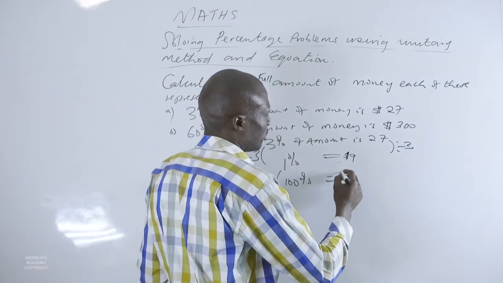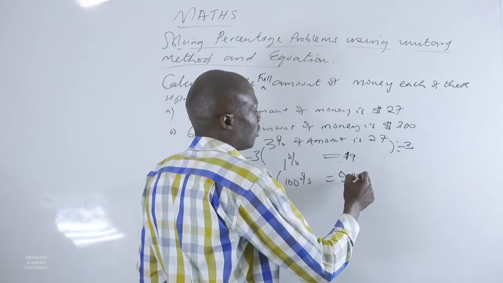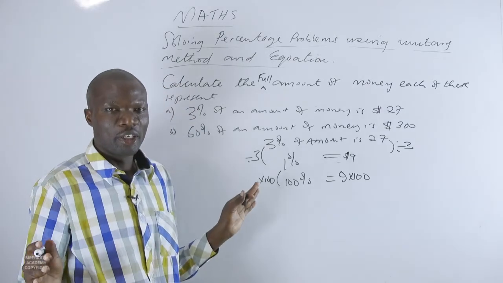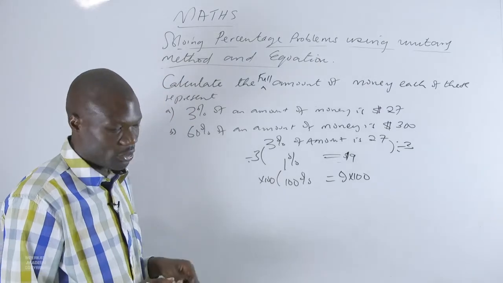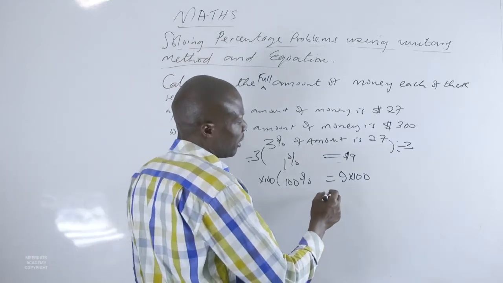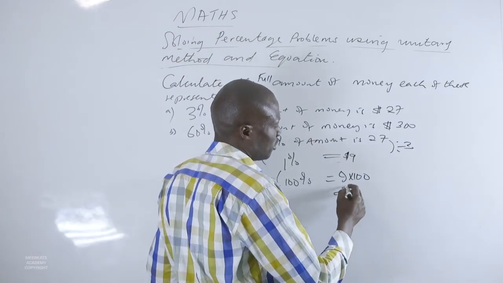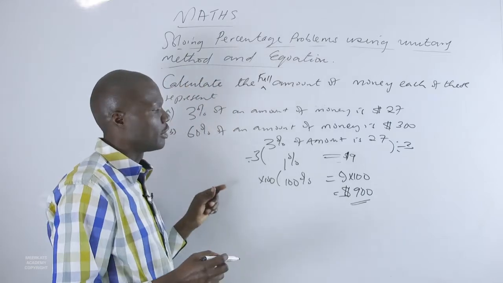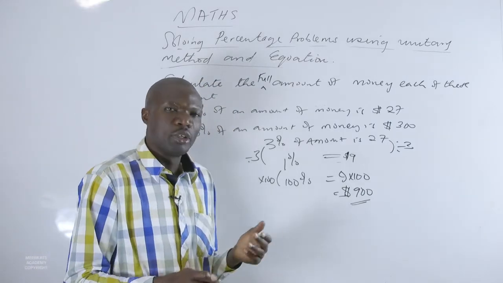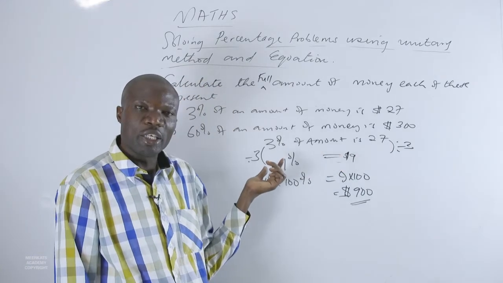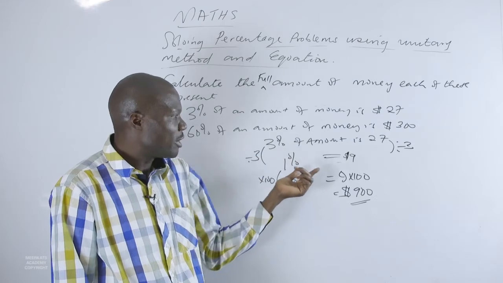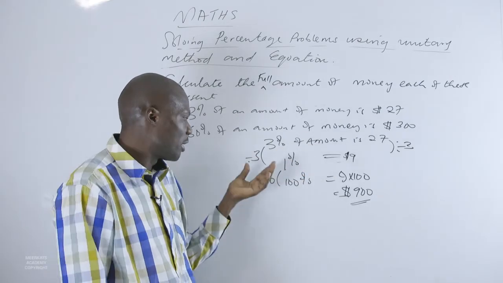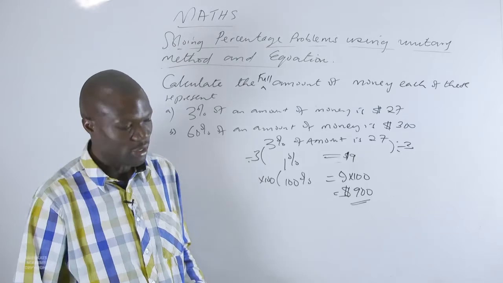How about 100%? It will be equivalent to 9 multiplied by 100. And this will give us that 100% is equal to $900. So it was 27 representing 3%, 1% is 9, and therefore the full amount is equivalent to 100%, so you multiply and you get 900.